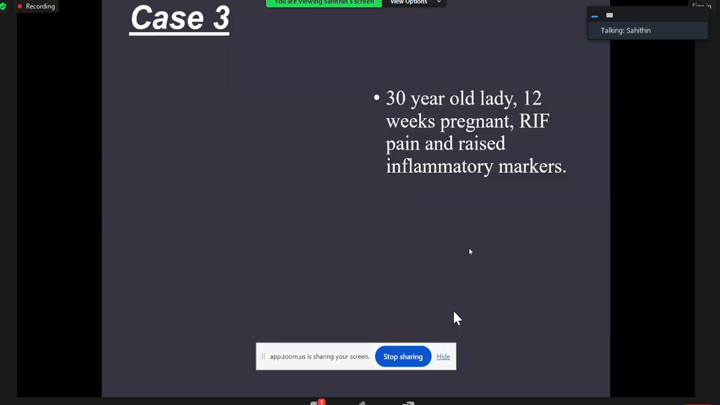The third case is very straightforward. 12 weeks pregnant, right iliac fossa pain, raised inflammatory markers, clinically appendicitis, but she had high risk features for anesthesia. So the surgeons wanted to be absolutely sure. Also, she was in severe pain, so it was also to exclude that there wasn't anything else going on. Although they suspected appendicitis clinically, we decided that she needed an MR before she went for surgery.